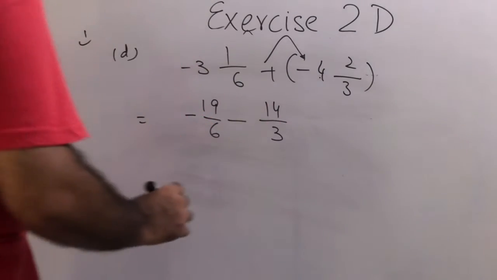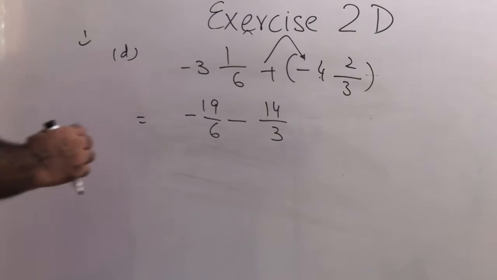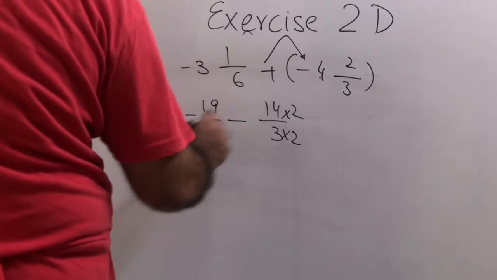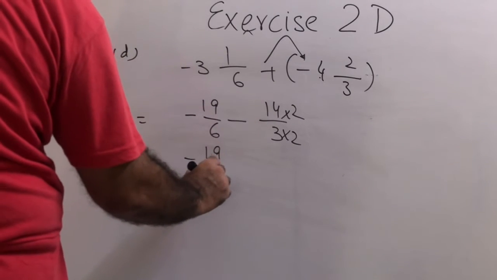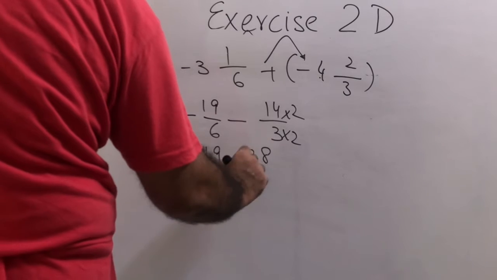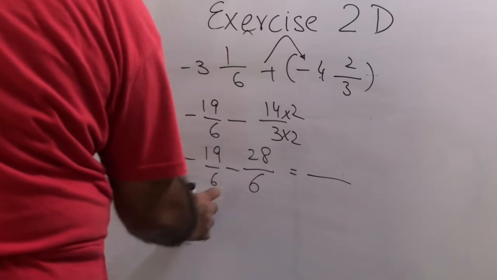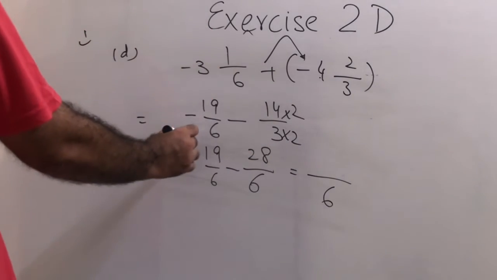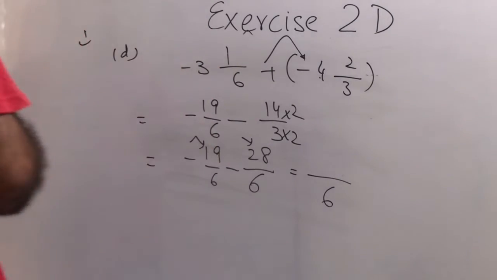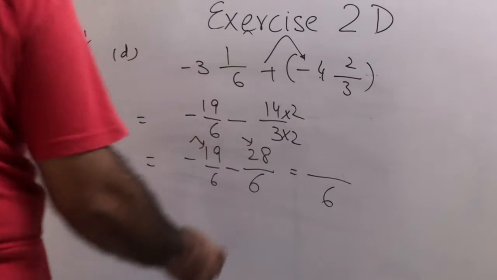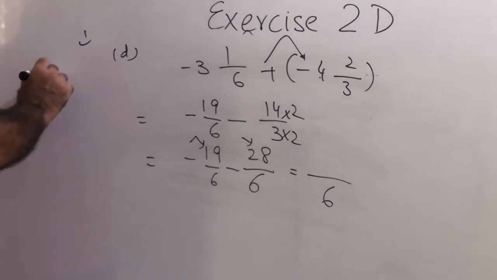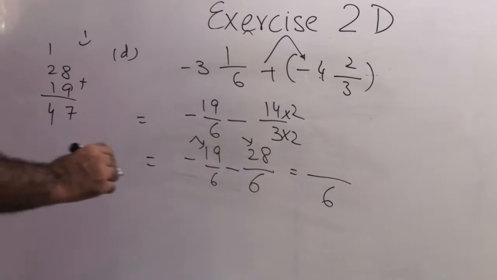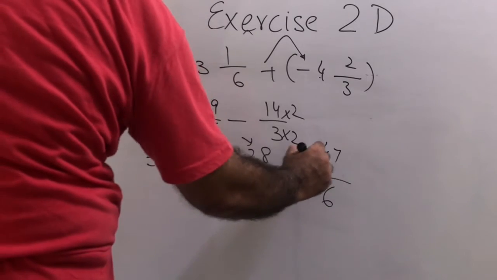14 over 3. Here also again we'll try to make the denominator the same. Multiply this with 2, also with 2. We get minus 19 over 6 minus 4 2s, 28 over 3 2s are 6. Now we have equal, the same denominators. Write it once. This is minus 19, this is minus 28. So this is your loan, this is your loan. Your loan will be more. So add up the loan. 28 plus 19 becomes 47. So 47 is the loan. So put a minus sign for the loan.